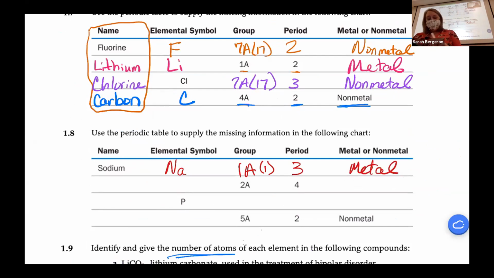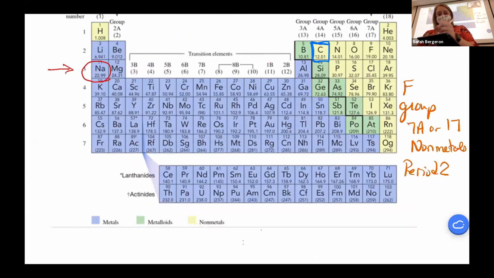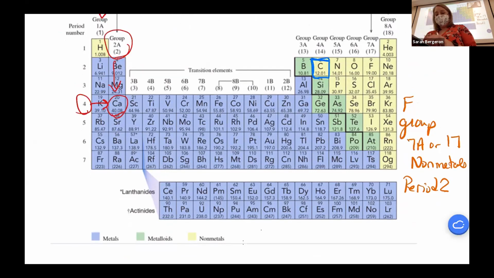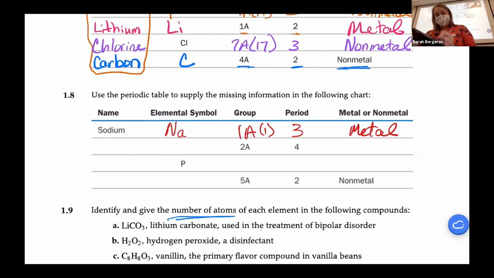Okay, now we're going to go the opposite way. We're given the group and the period. We have group 2A, period 4. Okay, so let me erase this. Group 2A and period 4. So just draw your little arrows. What do we got? Calcium. Ca. Metal or non-metal? Was it blue? Metal.